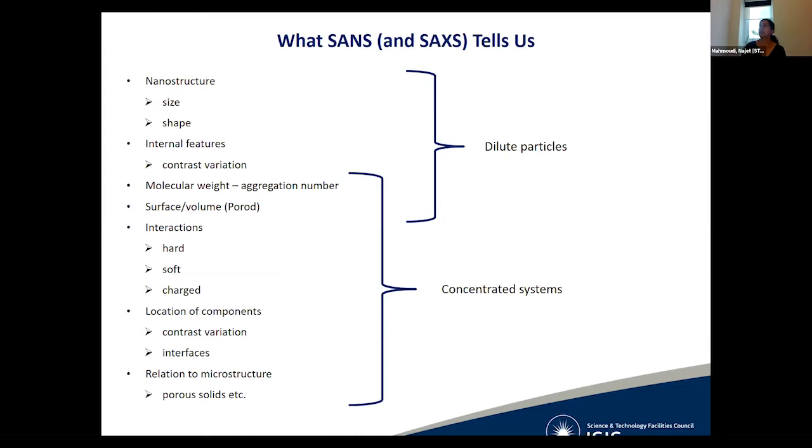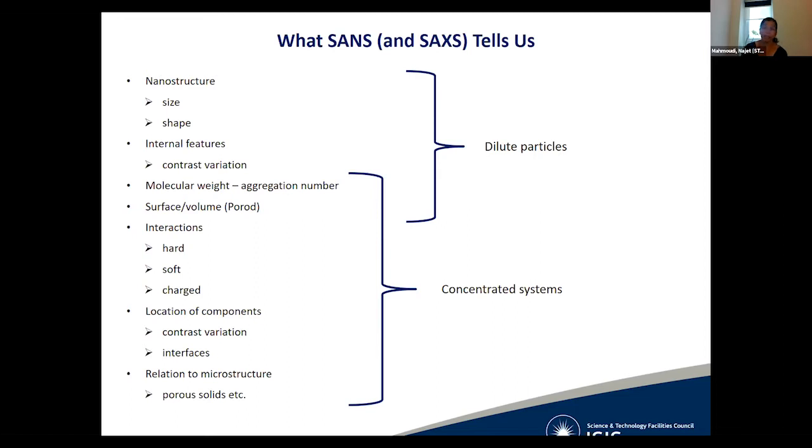So what type of information are we looking at from SANS and SAXS? So we look basically at the nanostructure of systems. So we look at the size, at the shape. We look at the internal features, and we can do that by using contrast variation. We look at the molecular weights and the aggregation number. We look at the surface volume ratio using the Porod model.